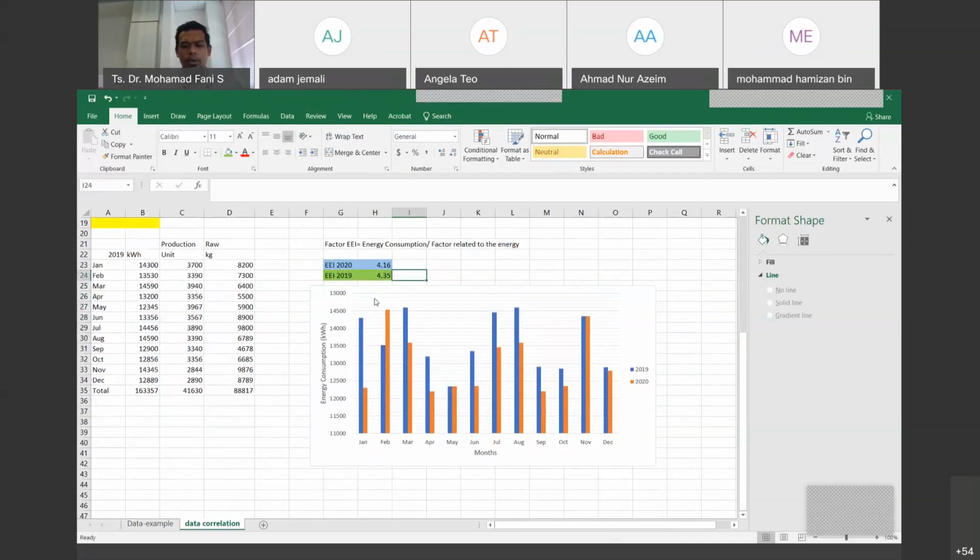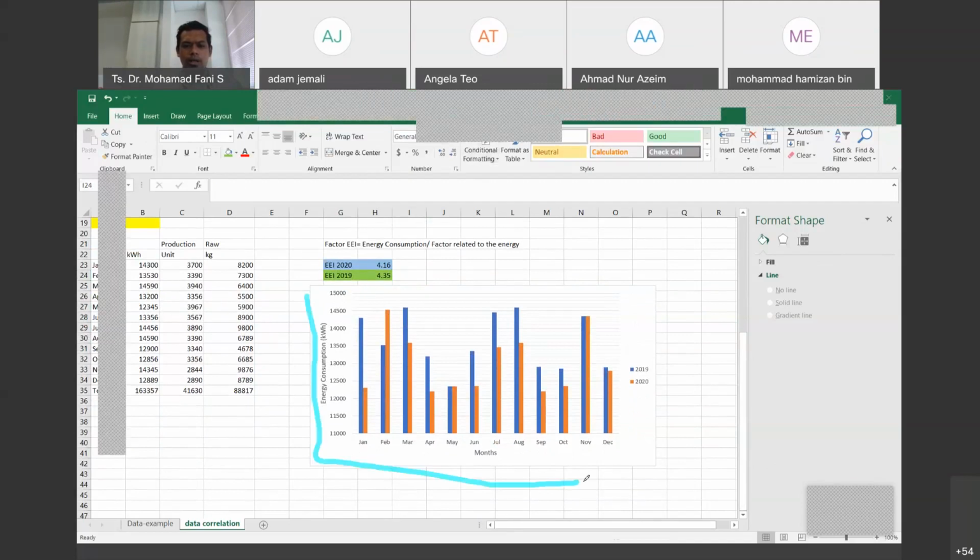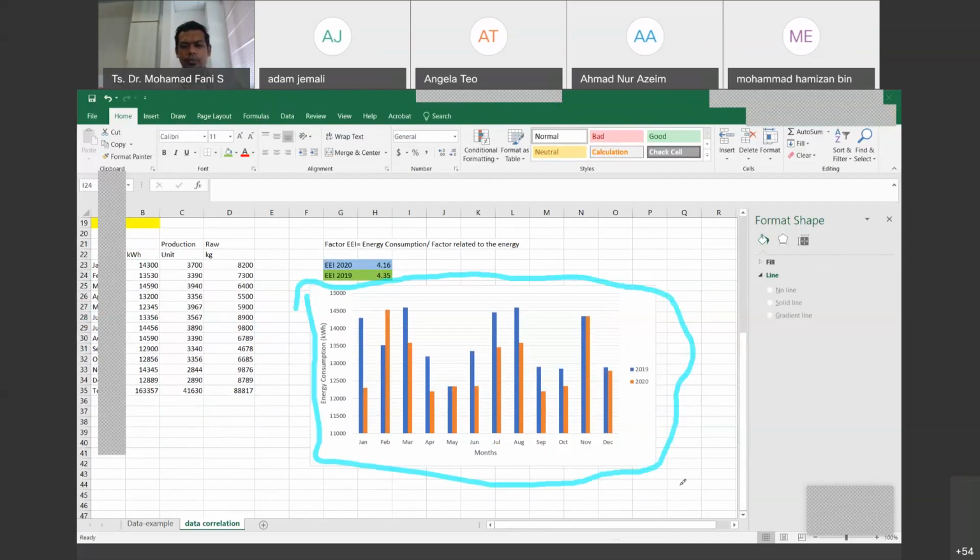By looking at the bar chart here, we can compare the performance of both years for this energy consumption. For example, January 2019 is higher compared to 2020. Okay. But for February, the year 2020 is higher compared to 2019.